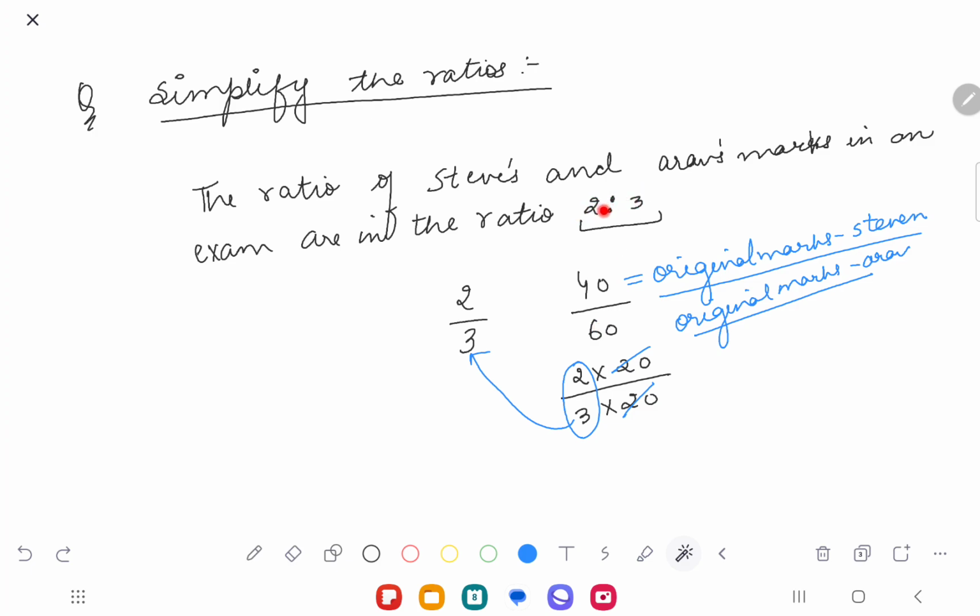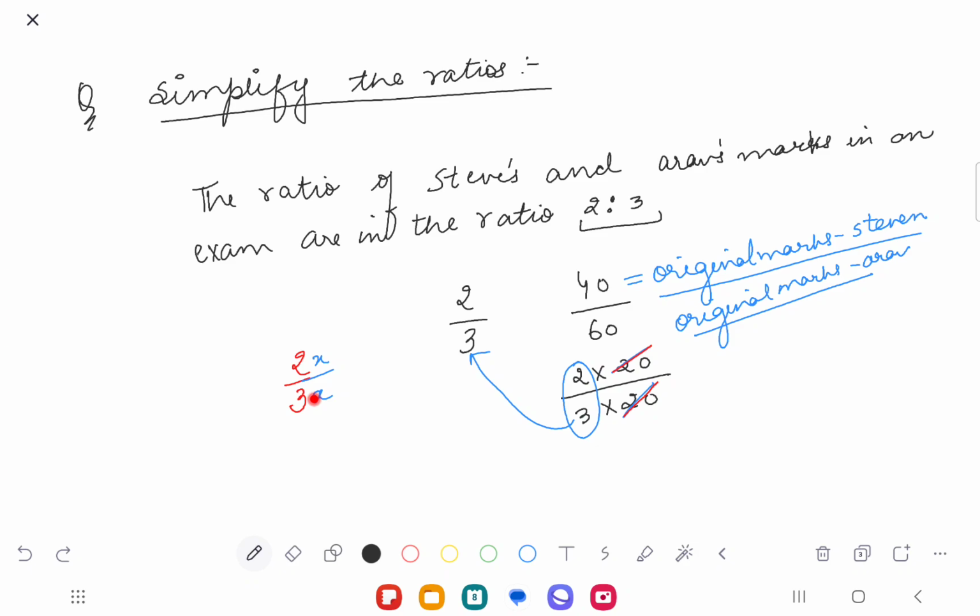What does that mean? That means that 2 is not the original marks. 2 is the simplest ratio. You have cancelled out the common factor, but this is 2 is to 3. But you will have to multiply this with x and this with x. Are you understanding my point? So what is this going to become? This is going to become 2x and 3x. Yes or no? Are you understanding?